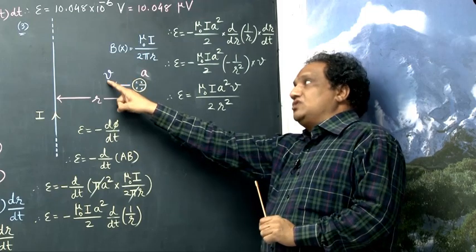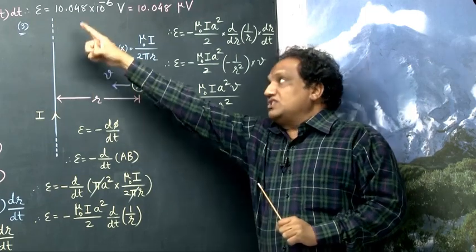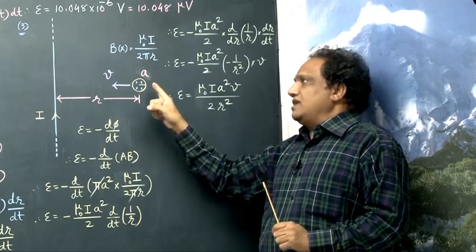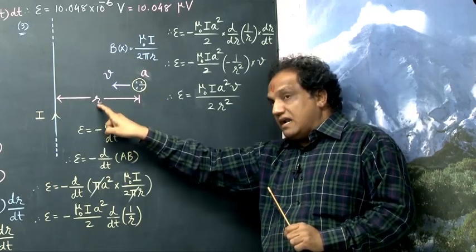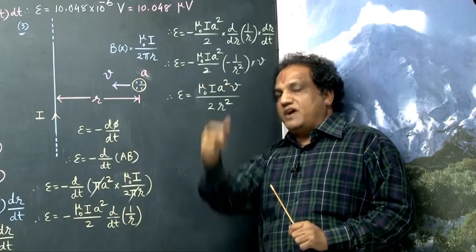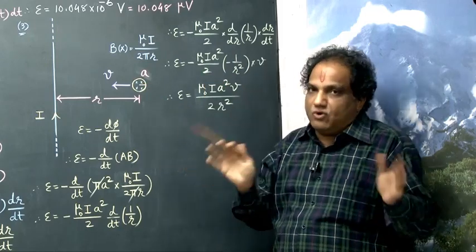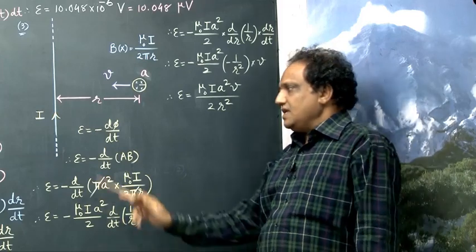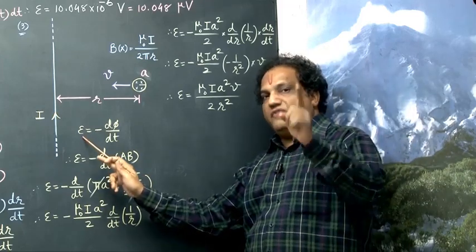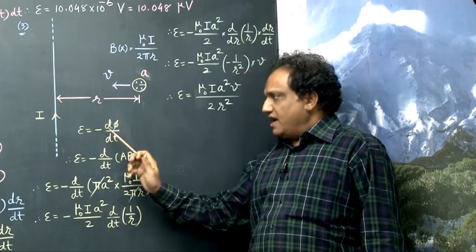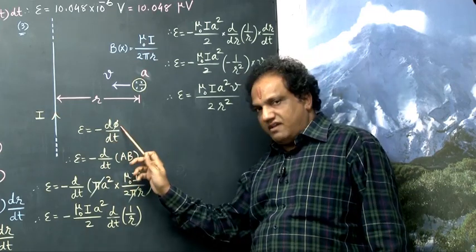It is moving with constant velocity v towards this wire. And during the motion, when that ring comes at distance r, at that time we are asked to find out induced EMF in this ring. How to find out? I am showing you. Induced EMF according to Faraday's law is minus d phi by dt. So minus d by dt of phi.